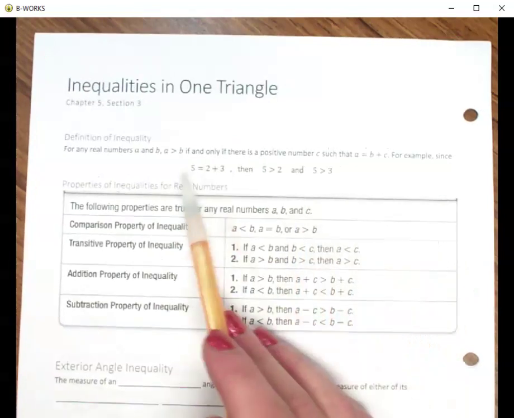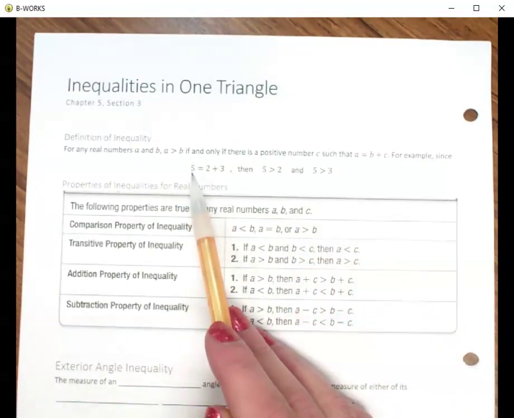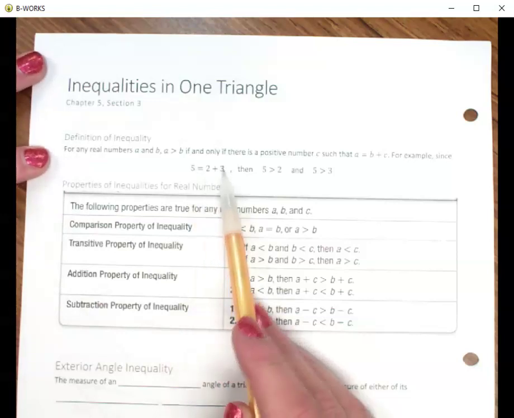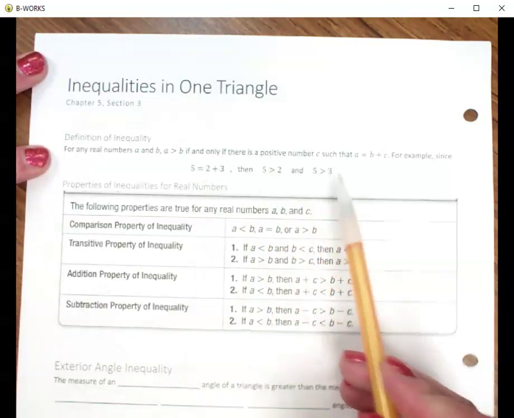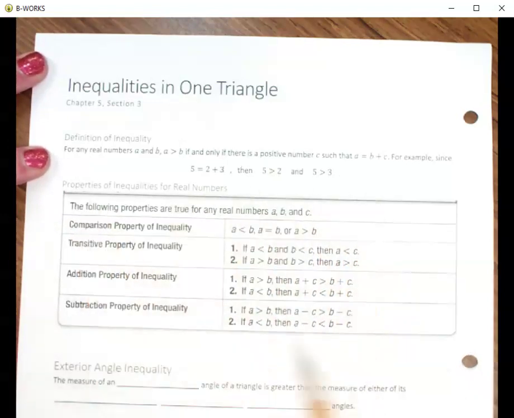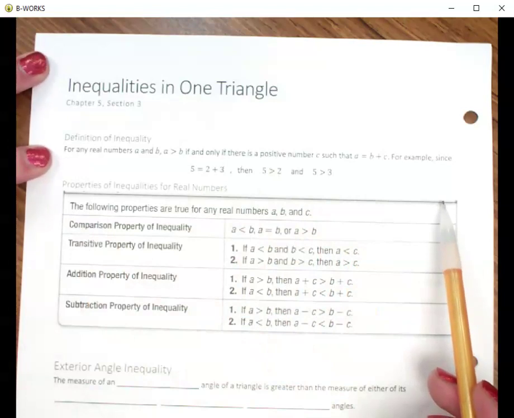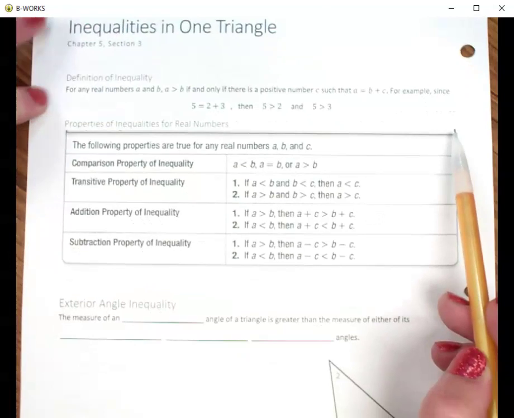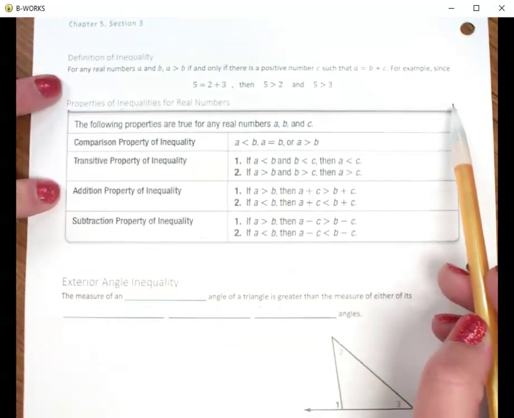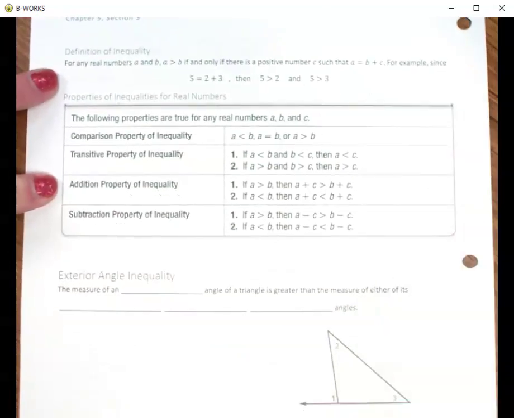So just a super basic example here, 5 we know is 2 plus 3. And so 5 is greater than 2 and 5 is greater than 3. Okay. Here are some rules that you probably talked about in Algebra 1 with inequalities. You'll probably talk about them in Algebra 2 as well.